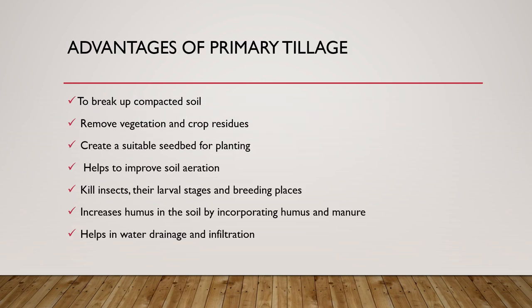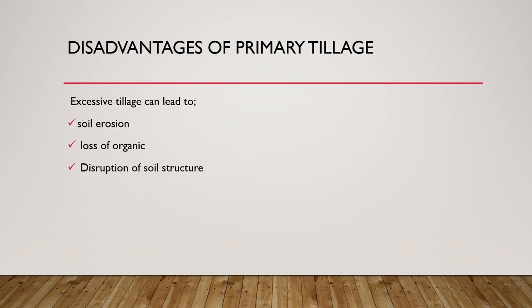We have the advantages of primary tillage. First one is to break up compacted soil, remove vegetation and crop residues, create a suitable seedbed for planting. It helps to improve soil aeration, kill insects, their larval stages and breeding places, increases humus in the soil by incorporating humus and manure, and helps in water drainage and infiltration.